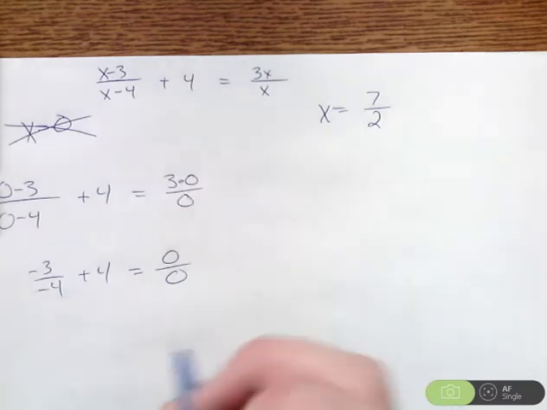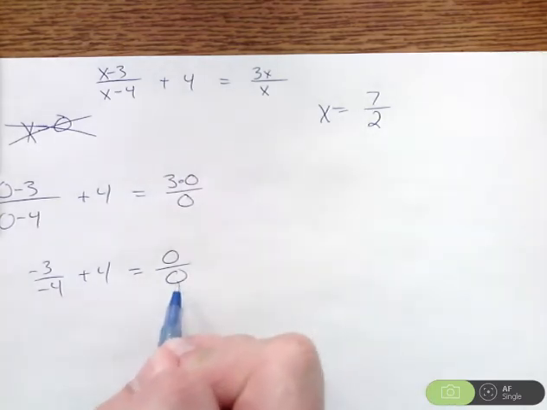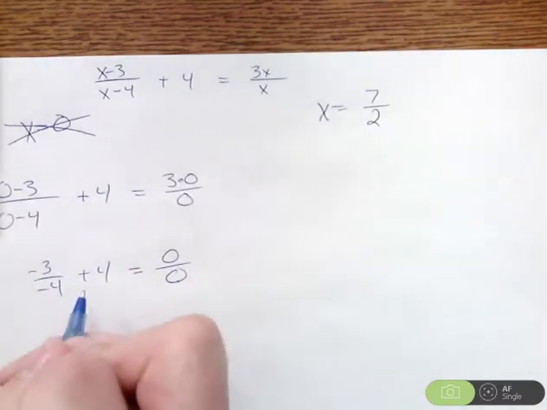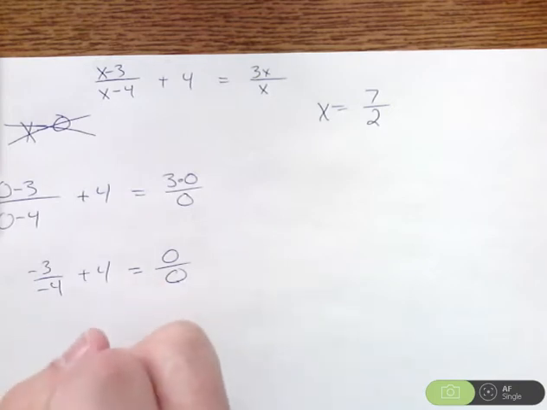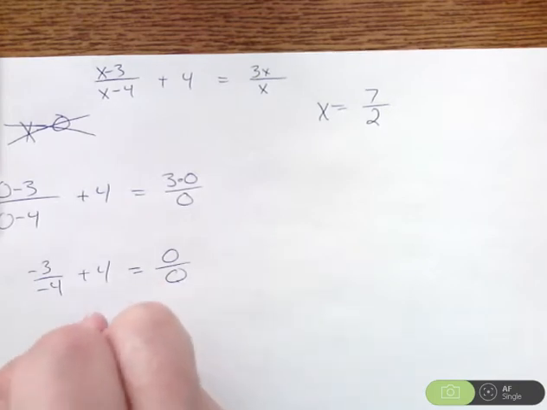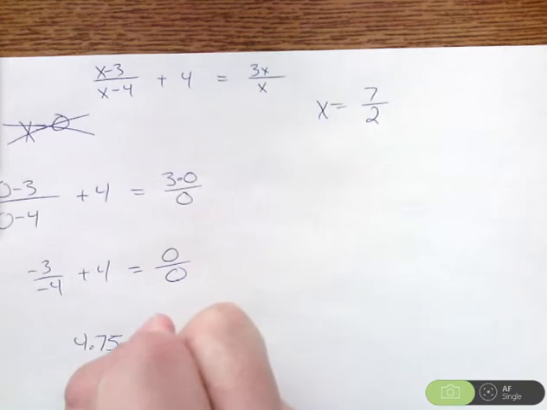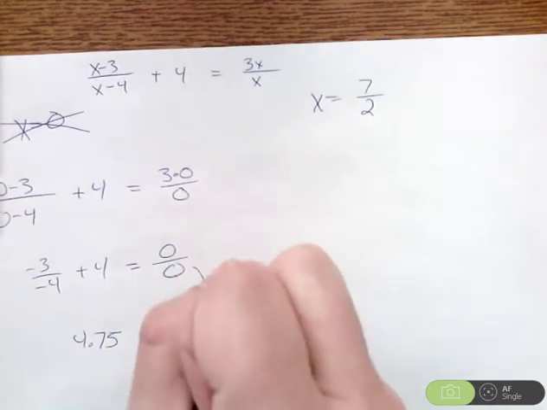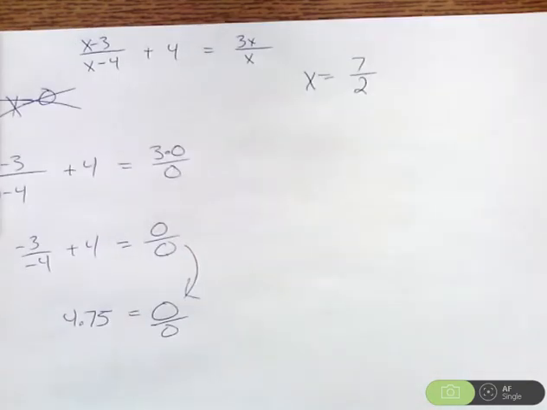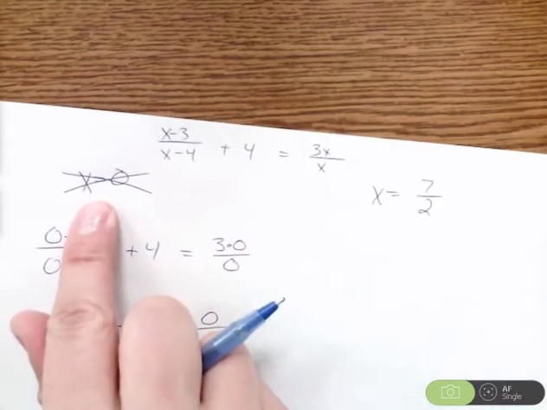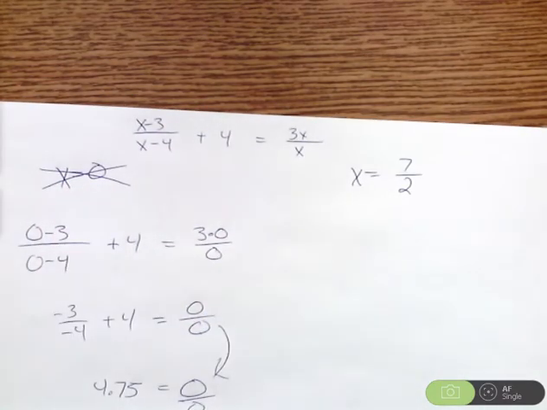So we're done with that because I ran into dividing by 0. And besides, I'm going to get some number over here. What is that going to be? That's going to be negative 0.75 if you went the fraction route, equals 0 over 0. But you can't even divide that. 0 divided by 0, that doesn't work. So we know x equals 0 is not a solution.